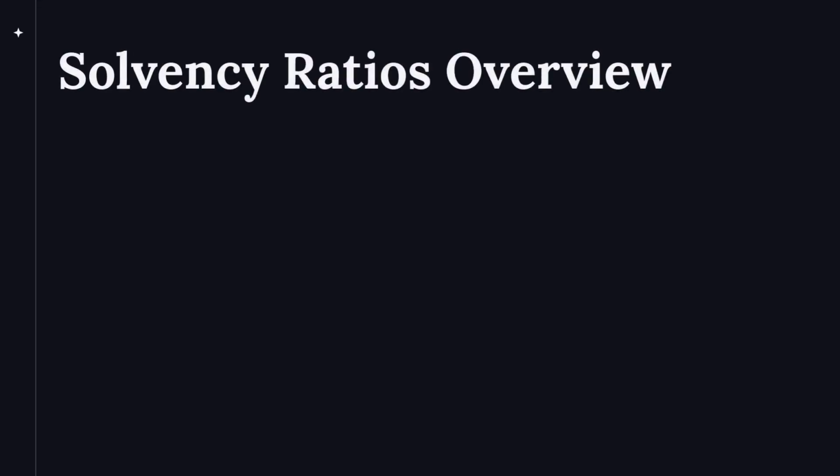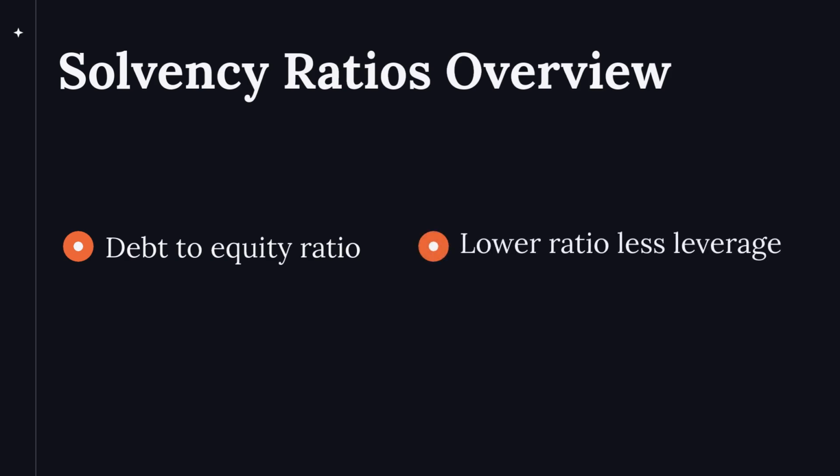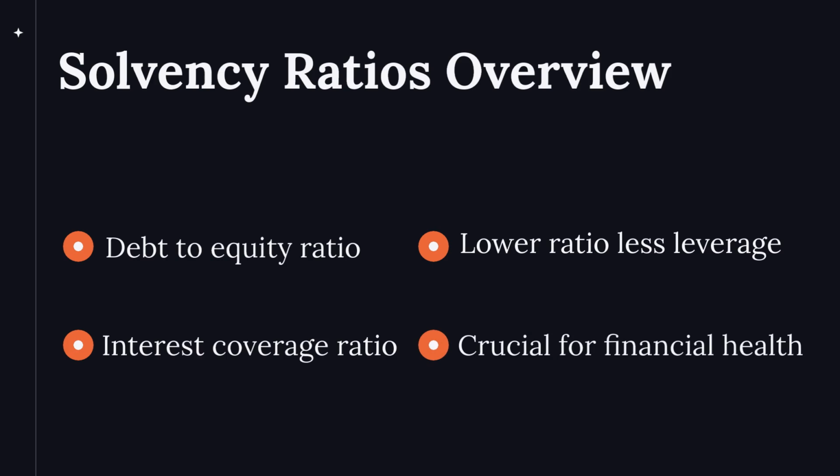Solvency ratios measure a company's ability to meet long-term debts. The debt-to-equity ratio compares total debt to shareholders' equity. A lower ratio indicates less leverage. Interest coverage ratio assesses the ability to cover interest expenses. These ratios are crucial for long-term financial health.